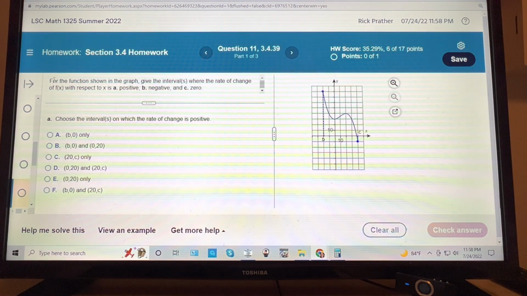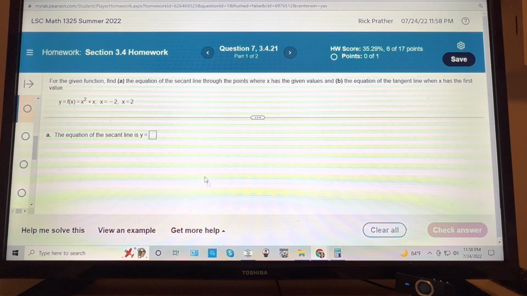Okay, so 7 and 8 are similar. Let's just do 7.